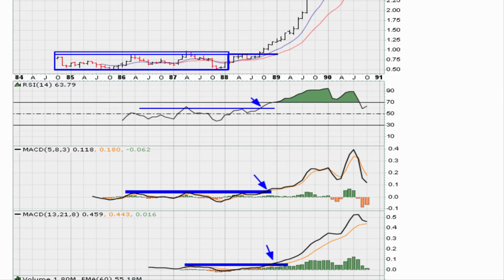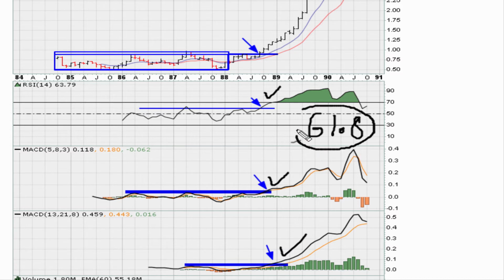So there's a breakout here, let's call it towards the end of 1988, and that breakout met the minimum requirements of the RSI and the MACDs. Also, we can see that this is the first time the RSI moves above 61.8. There should be a link in the description of the video that explains a method where we see that breakouts that take the RSI above 61.8 for the first time tend to be very strong.